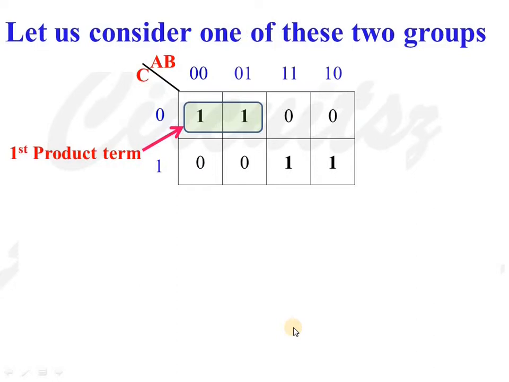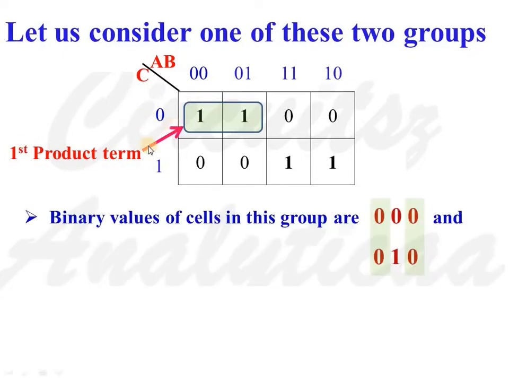Let us consider one of these 2 groups, the first product term. Binary values of cells in this group are 0, 0, 0 for this cell. That means A is equal to 0, B is equal to 0 and C is equal to 0. For this cell, the binary value is 0, 1, 0.